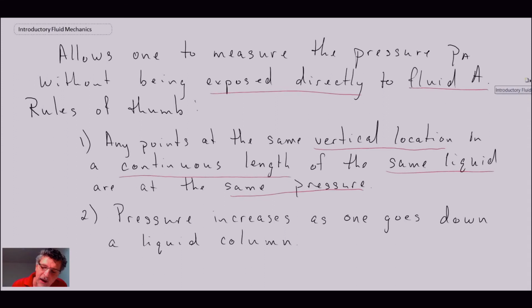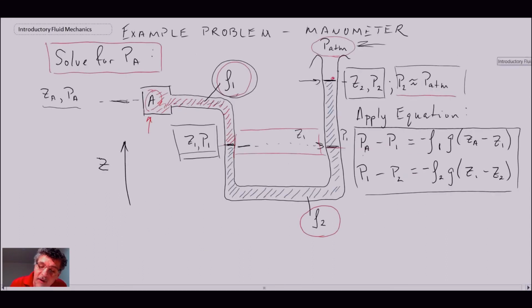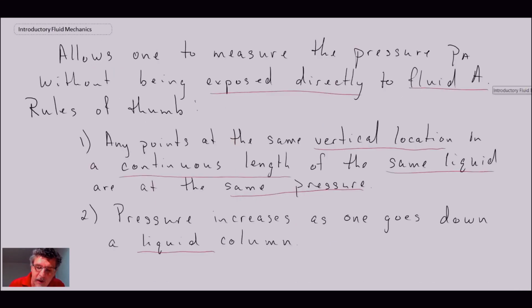The other one is that pressure increases as one goes down a liquid column. So be careful with the way that you have the order. Remember, A corresponds to A there and 1 to 1. If you do that and you assign your coordinate system and are consistent with that, you should not have any problems with solving manometer problems.